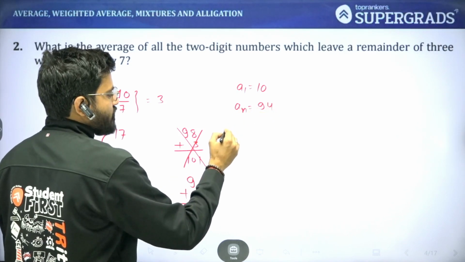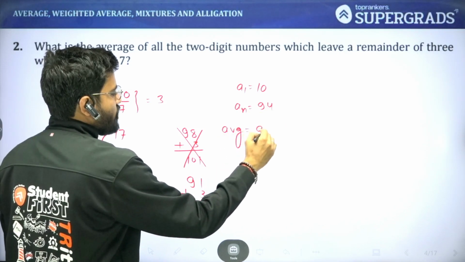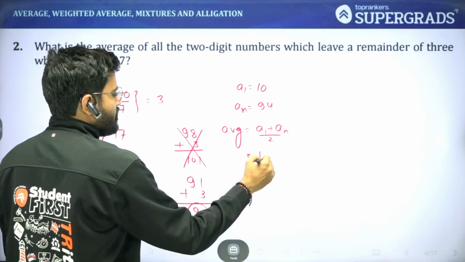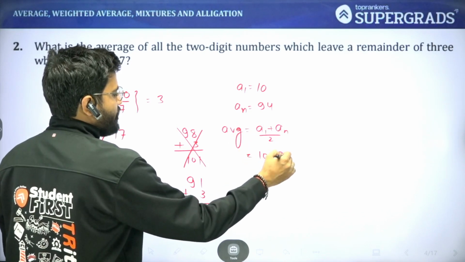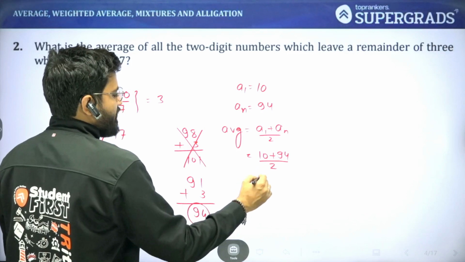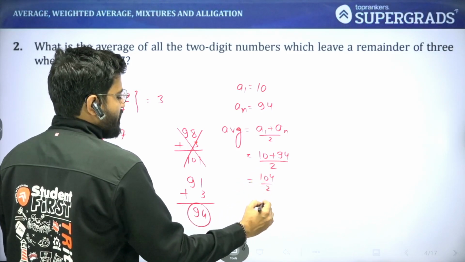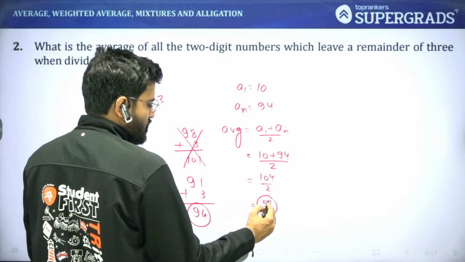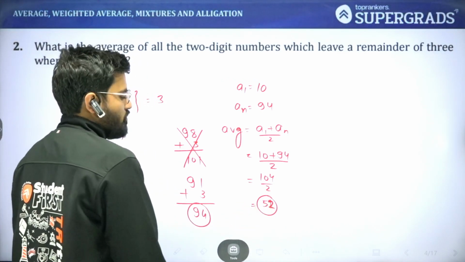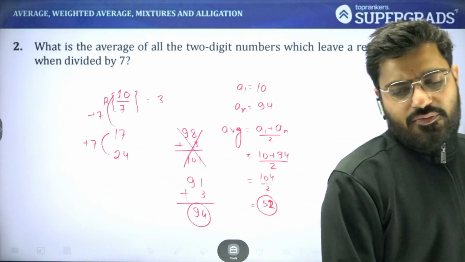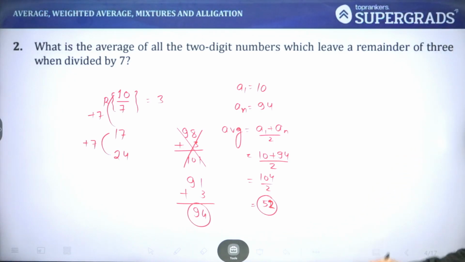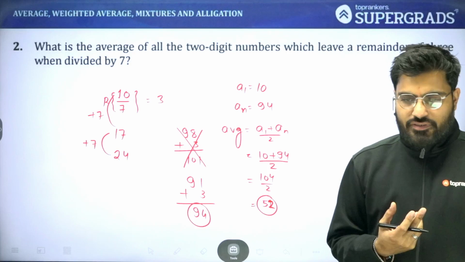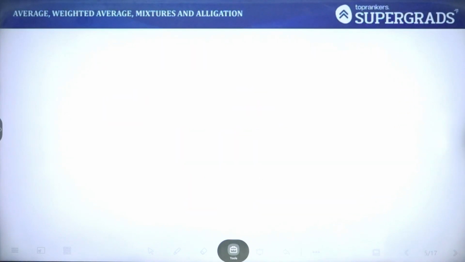So what will be the average? The average will be equal to first term plus last term divided by 2. First term is 10 plus last term is 94, divided by 2. That is 104 divided by 2. So the average comes out to be 52. Got it? It becomes very simple. You need not write every term. You have to just write the first term and the last term, divide by 2, obtain the mean, and that will be your answer. Let's proceed to the next part.